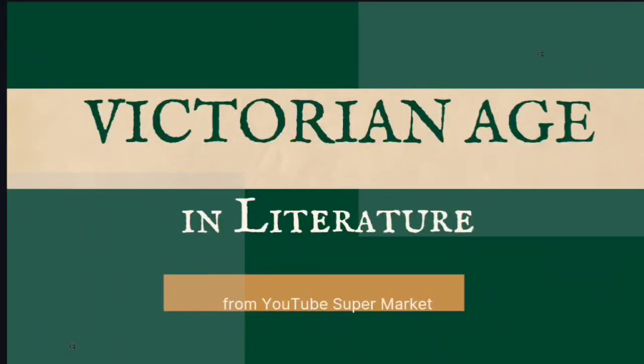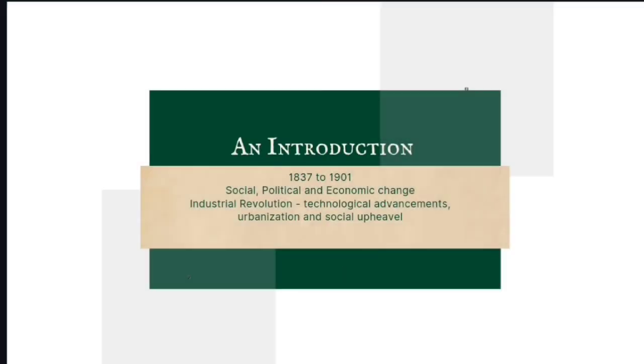In this video, we'll discuss the Victorian age in English literature. The age in which Queen Victoria ruled England is called the Victorian age in English literature. It was from 1837 to 1901 that Queen Victoria ruled England. This period was a period of profound social, political and economic change in Britain.